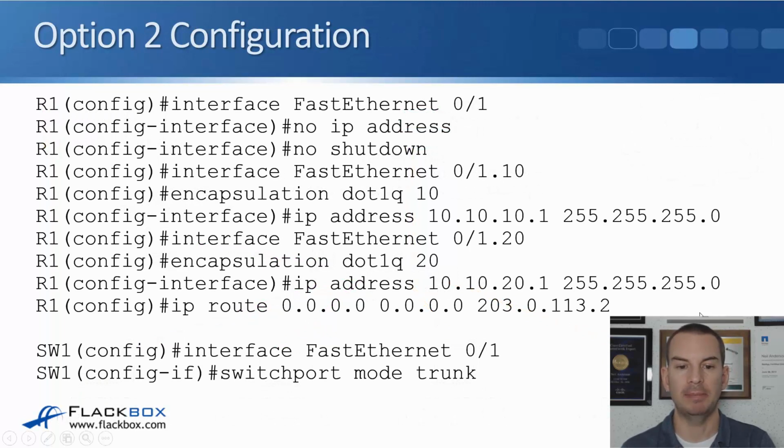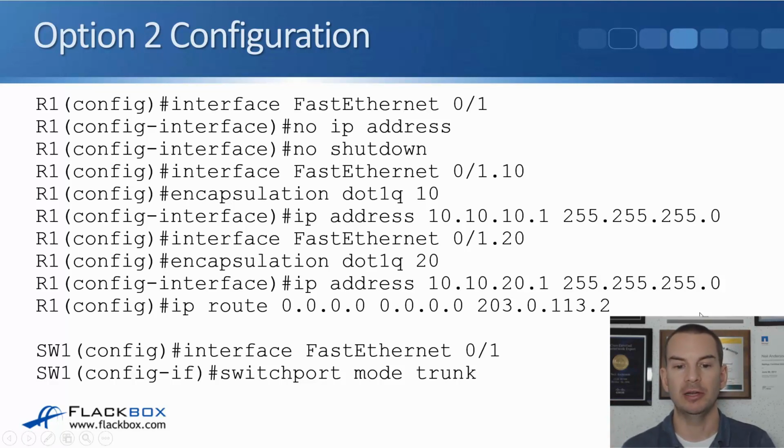So the command is ip route 0.0.0.0 0.0.0.0, the next hop address of 203.0.113.2. Okay, that's the entire router configuration. I need to put a matching configuration on the other side of the link on the switch.